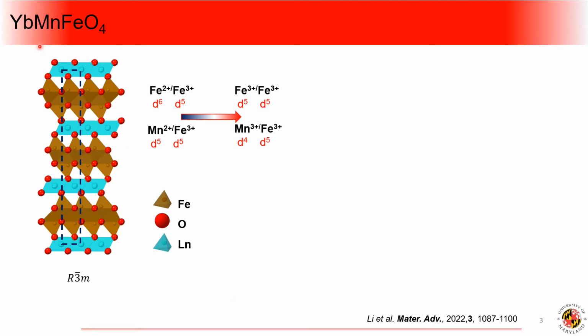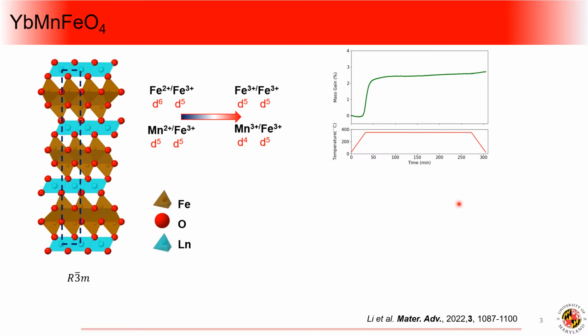So we synthesized the substituted variant, ytterbium manganese iron O4, and the first thing we did was to examine whether the substituted material still has the ability to uptake oxygen. It turns out it does. Here I show the TG data. Heating in oxygen, as you can see, the material can uptake oxygen into the lattice upon heating, and based on the weight gain, we find that the chemical formula of the oxidized phase is ytterbium manganese iron O4.5.